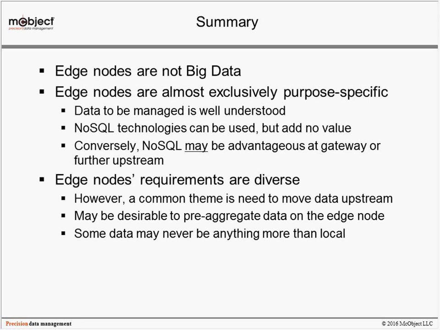All right, last item here: these edge node requirements are diverse, but the common theme is it's the Internet of Things. Eventually, you've got to get that data upstream. So you'd really like to have a database management system running on the edge node that gives you a couple of things. One, the ability to pre-aggregate that data on the edge node. I'll talk about that more in a second. And two, the ability to get it up to the cloud in a reasonably efficient way. And that's where open replication becomes important.